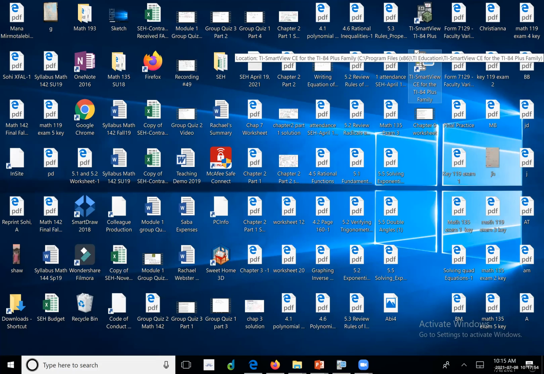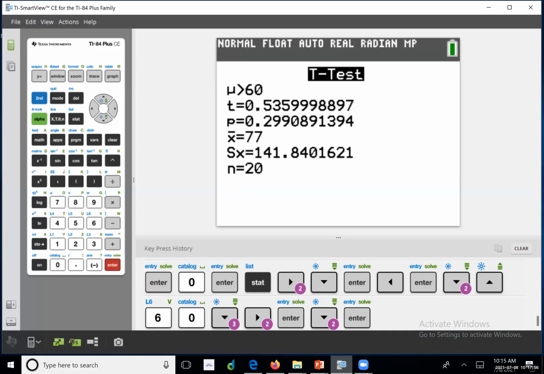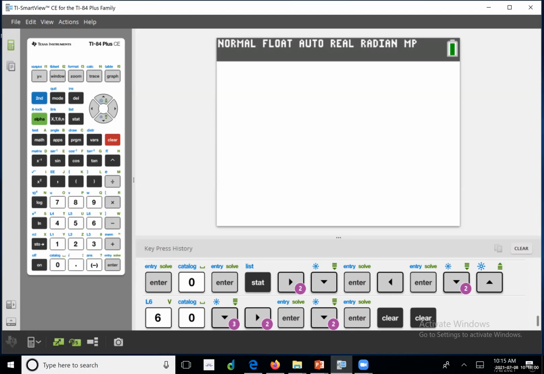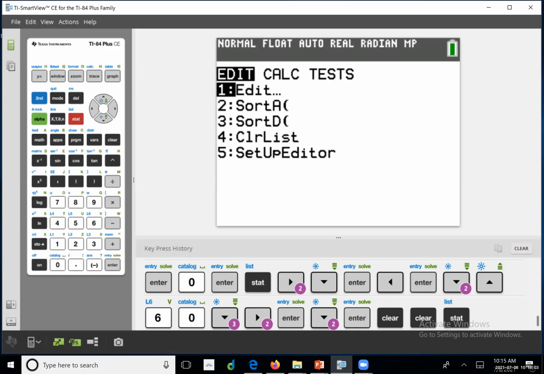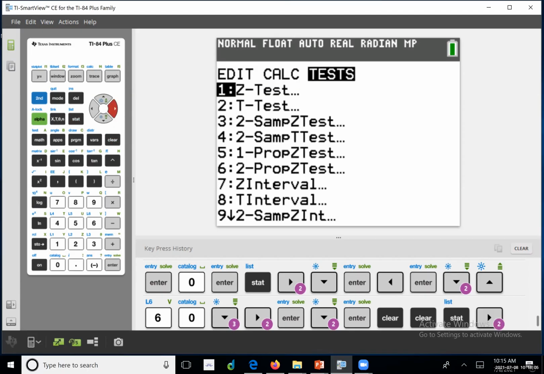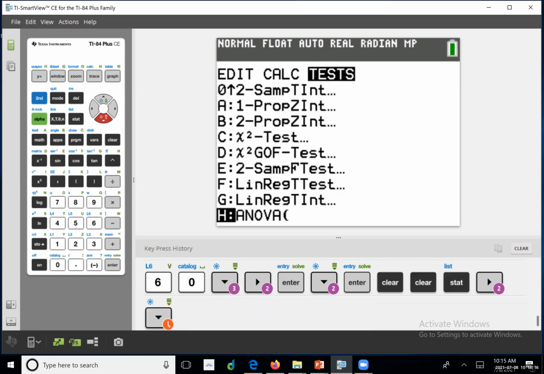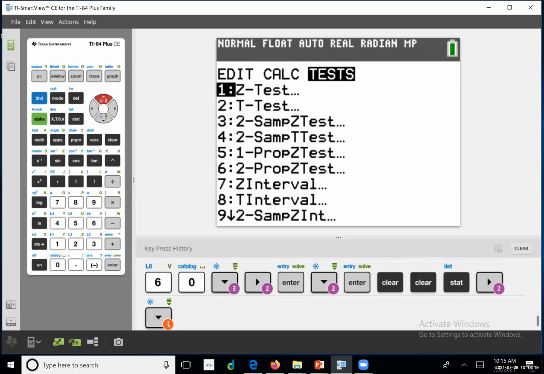So you go to stat, go to test. Which one do you think would be the one we are using here? Please send me a chat, which one of the list on the test am I using here? I have 2 population and I'm testing and it's about proportion. So which one is the answer?